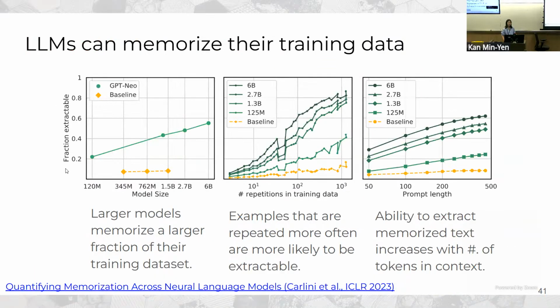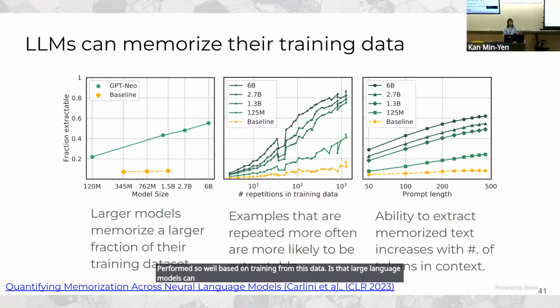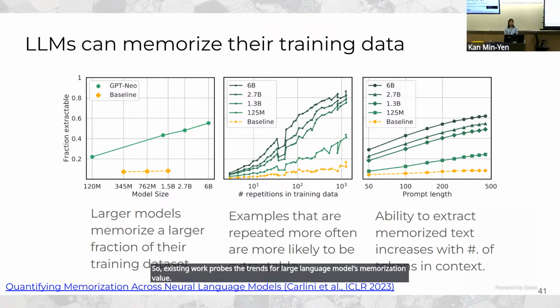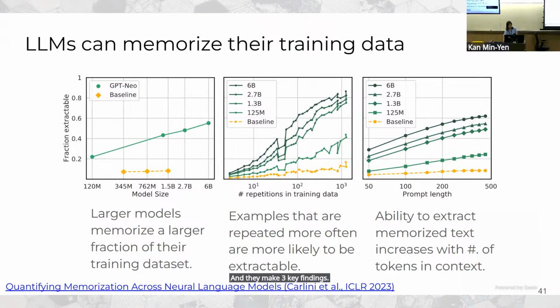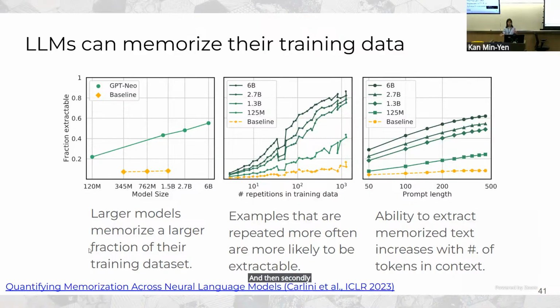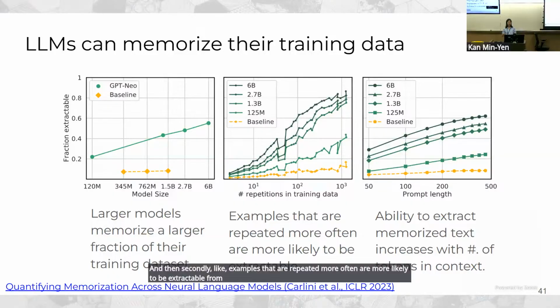Part of the reason why large language models can perform so well based on training from this data is that they can memorize information from the data. Existing work probes the trends of large language models' memorization behavior, and they make three key findings. Firstly, larger models can memorize a larger fraction of the training data set. Secondly, examples that are repeated more often are more likely to be extractable from a pre-trained LLM.